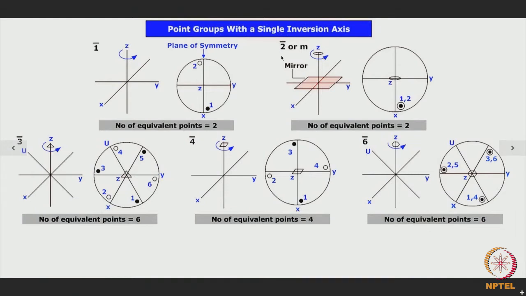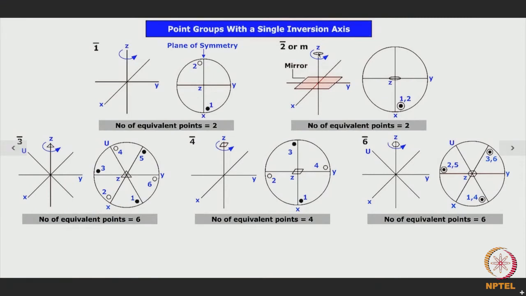So, the number of equivalent points in this case is again 2. Let us talk about the two-fold inversion axis, or rather bar 2. It does two things. It does rotation as well as inversion, and this is equivalent to a mirror, as we will see readily. Let us suppose that in this case the two-fold inversion axis lies along the z axis.